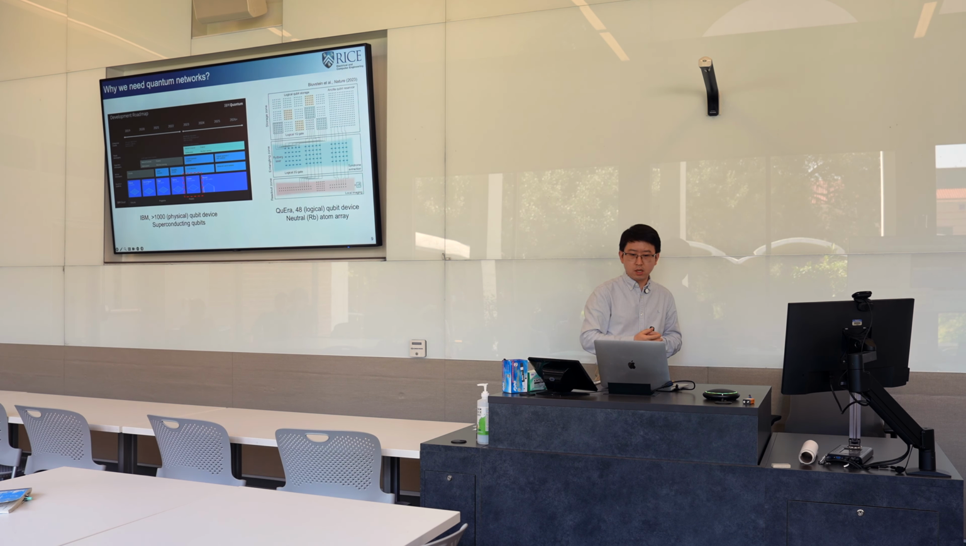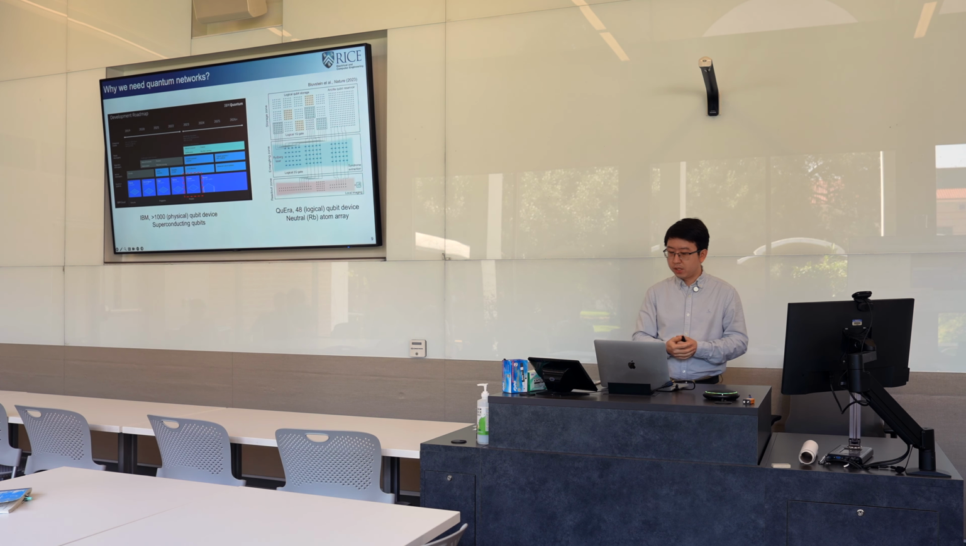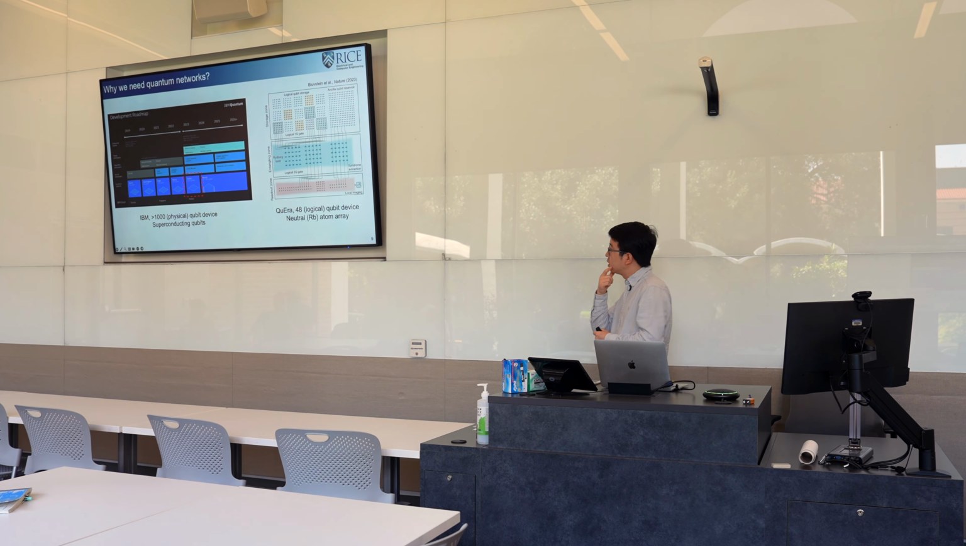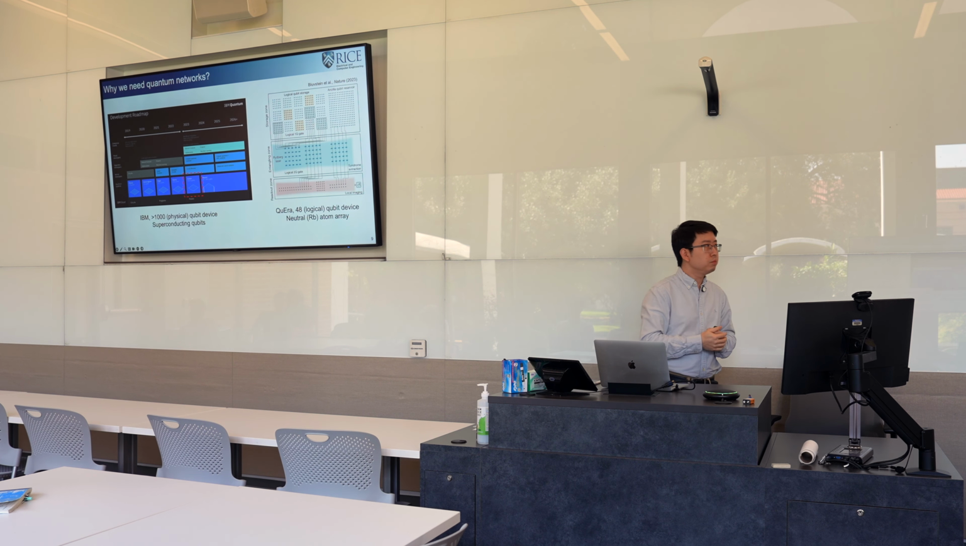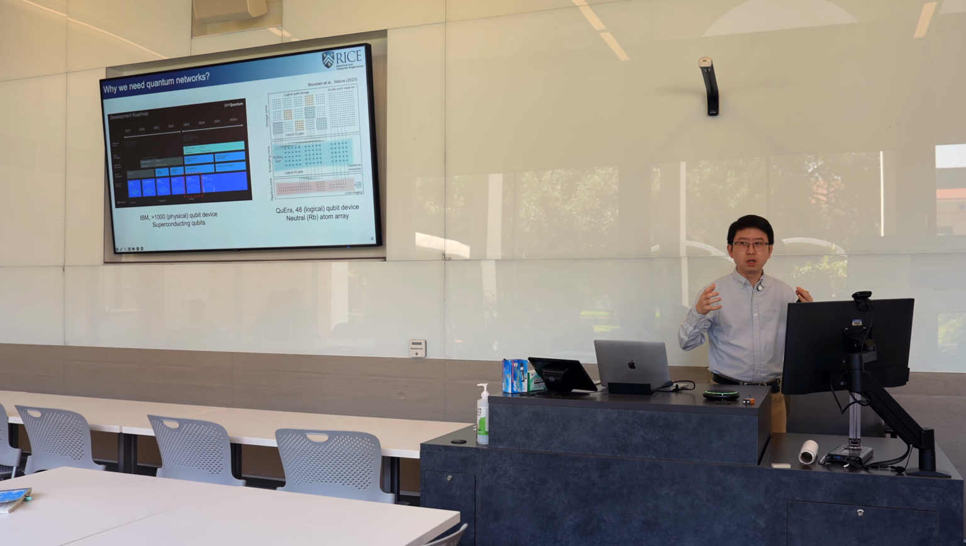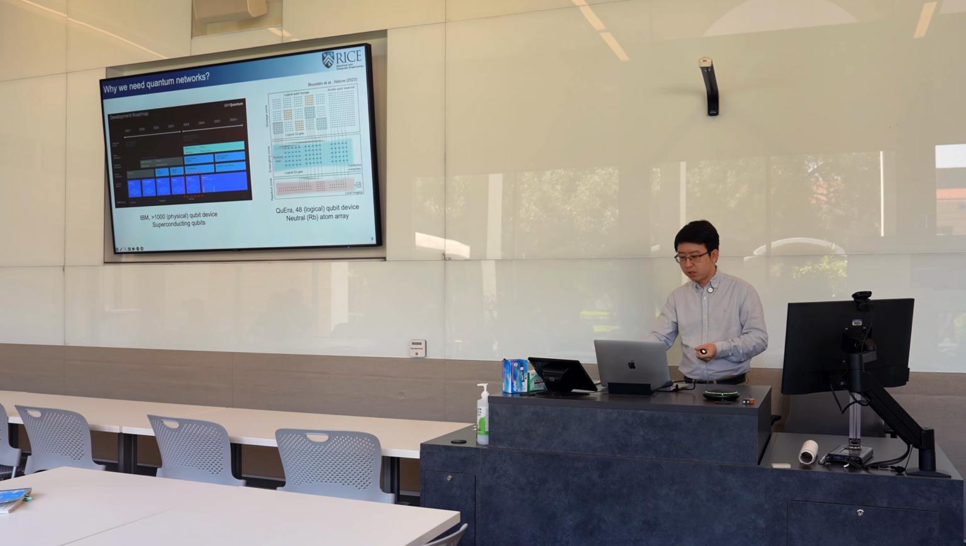And on the other platform, using neutral atoms, people have demonstrated a quantum computer using rubidium atoms. Here you have 48 logical qubits, but remember these logical qubits are encoded by physical qubits, so the actual number of physical qubits is much larger. Now people know that you cannot really build a single quantum computer that has so many qubits. How are we going to do it?